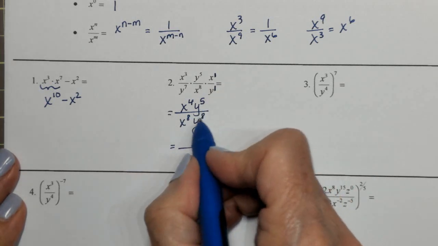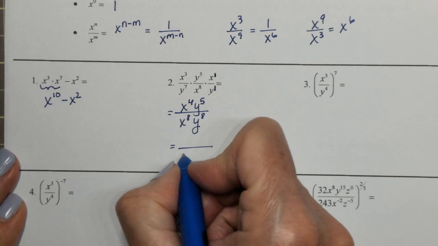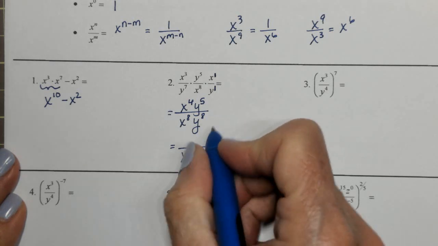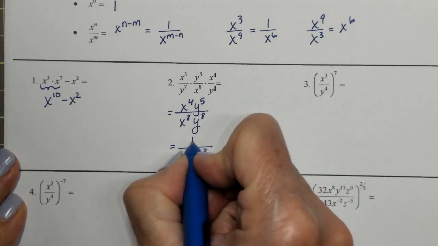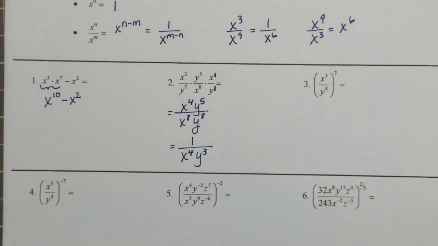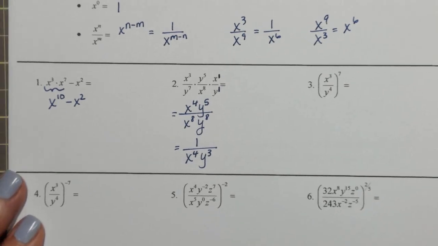And the 8 is bigger than the 4, so that's going to leave an x to the 4th on the bottom, and 8 is bigger than 5, that's going to be a y cubed on the bottom. Nothing left on top but a 1. 1 over x to the 4th times y cubed. Okay, number 3.